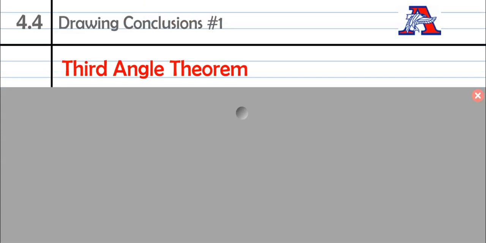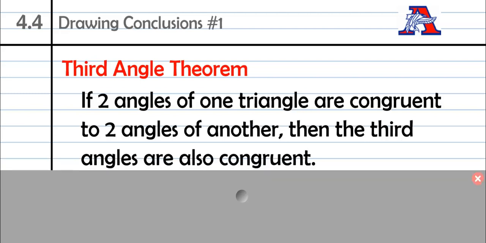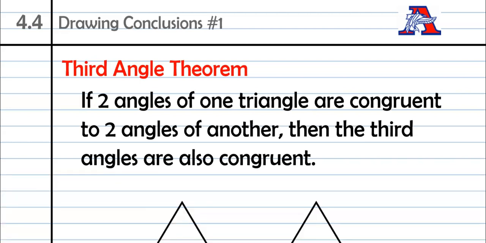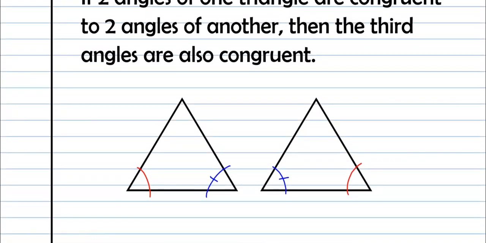Third angle theorem. Third angle theorem is another one that it's really pretty simple. It makes a lot of sense. It says that if 2 angles of one triangle are congruent to 2 angles of another, then the third angles are also congruent. Okay, so if you have 2 angles of one triangle, you have 2 angles of the other triangle, they're congruent, then that third one kind of by default also has to be congruent.